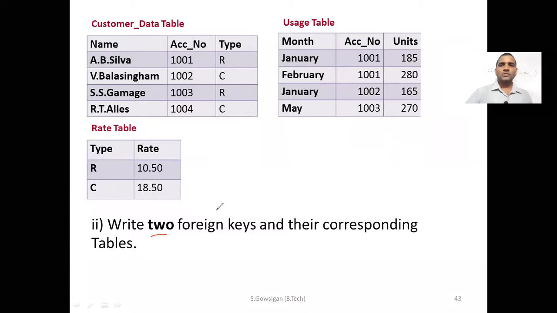Type in customer data table. Okay, right. Type in customer data table, because that same type is the primary key of rate table, right? This is the primary key of rate table, but look at this type. Is it the primary key? No. Primary key is ACCNO, right? So this is the primary key. So here it is not the primary key, but the same type is the primary key of rate table. So here in customer data table, it is called foreign key. So second answer, type in customer data table.